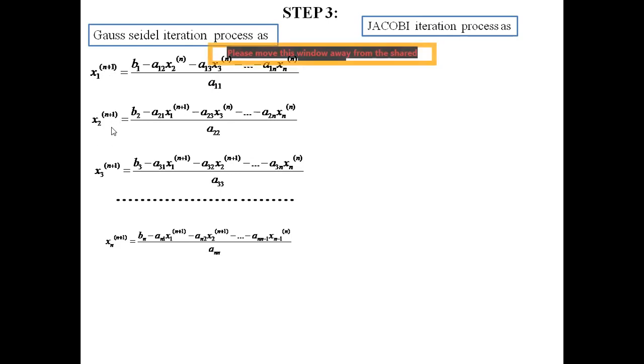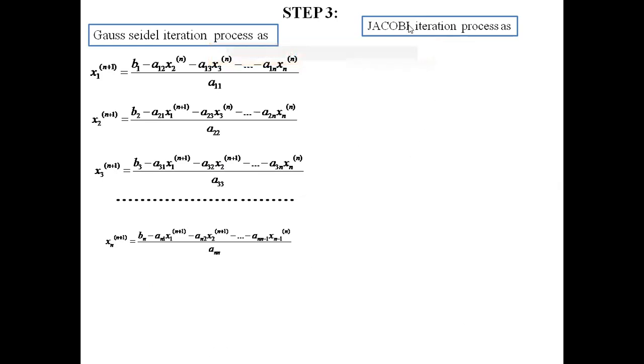For x2, what to do? There, for x1, you got the value b1 by a11, that value you substitute. For the remaining variables, it is 0. For x3, this is b3, for x1, this b1 by a11 is substituted. For x2, the value you got in the previous equation is substituted. For the remaining variables, 0. You continue like that. At the end, you get the value of xn. So this is the Gauss-Seidel method.